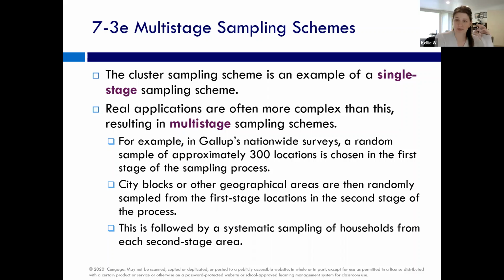Polling agencies like Gallup use that scheme, but they use a multi-stage version of it. And all you really need to know about that is that they have a slightly more complex process for doing their nationwide surveys, where they have about 300 locations for the first stage of the sampling process. And then from that, they randomly select city blocks or other geographical areas for the second stage. And then they sample the households from those second stage areas. So they're just adding layers to get to their sampling group. And we're not going to mess with that.